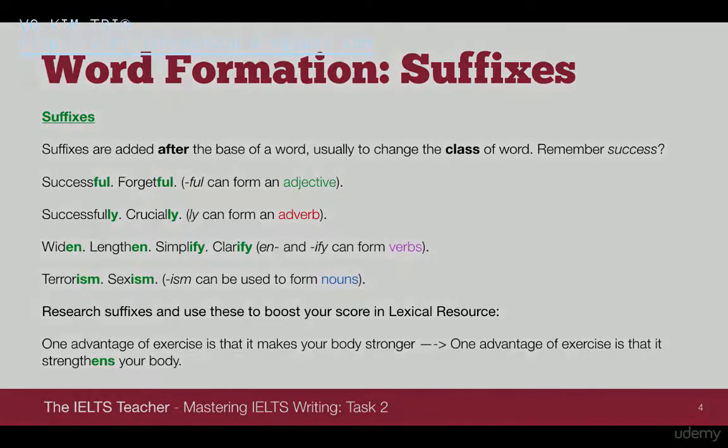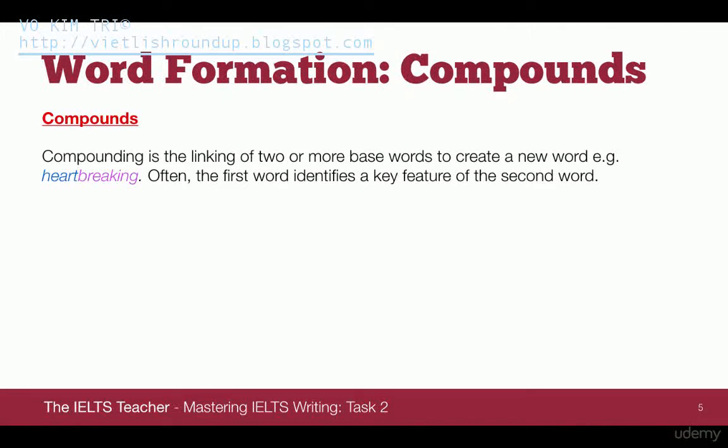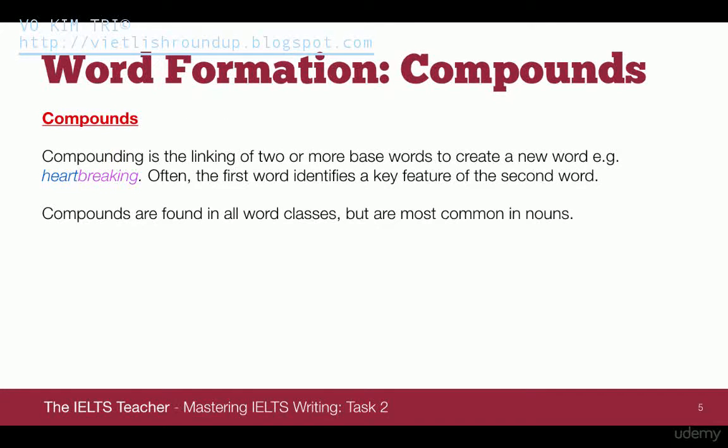Now, the other way we can think about word formation is with something called compounds. Now, compounding is the linking of two or more base words to create a new word. For example, heartbreaking. You've got the noun with the verb. Often, the first word identifies a key feature of the second word. Let's have a look at some examples. They're most commonly found in nouns, but they are found in all types of word classes. For example, here are some nouns. Air conditioning. The air modifies the conditioning. Blackboard. The black modifies the board. Full moon.